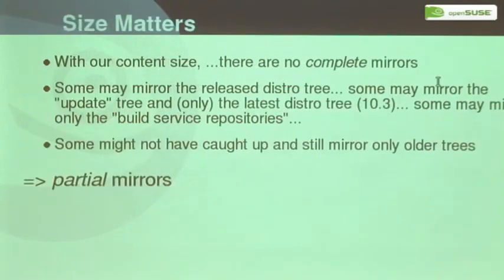So with all these trees that we offer of that size, there's virtually no mirror that can mirror that completely. So there are no complete mirrors. Most mirror only some parts. Or mirrors can also be outdated. Maybe they haven't caught up and mirror already released products. So what we see is partial mirrors.